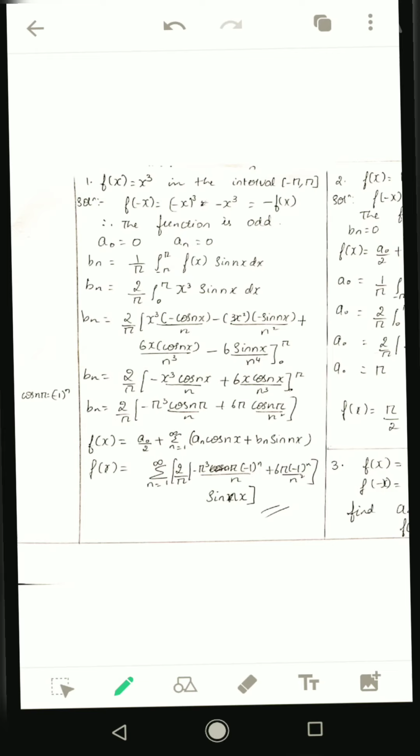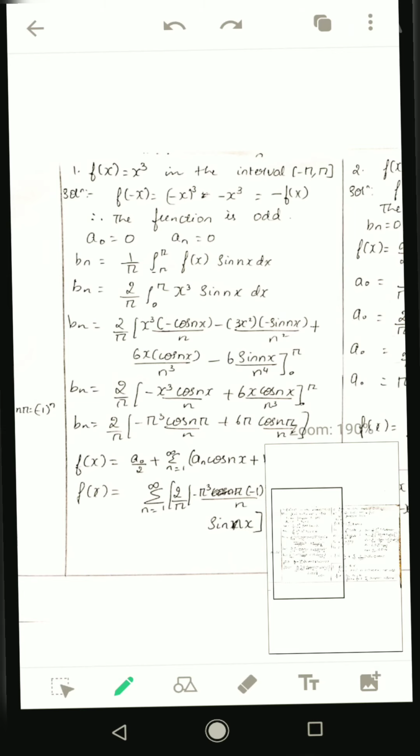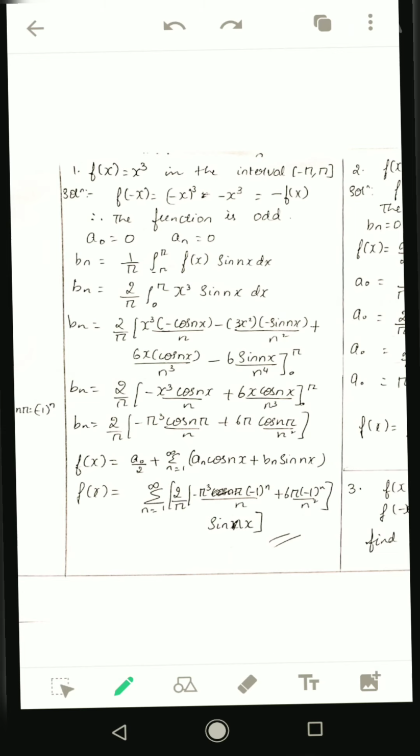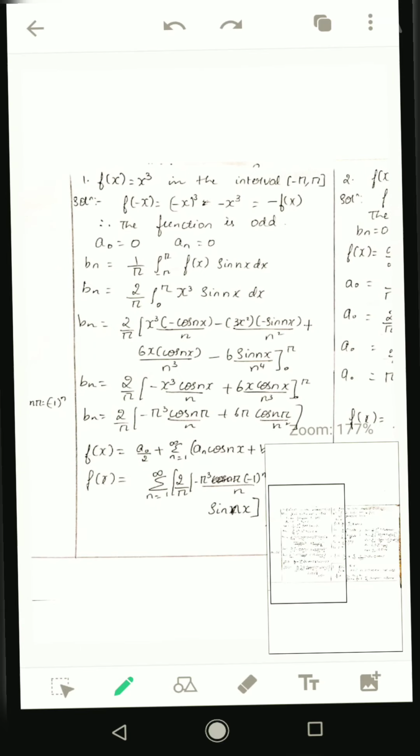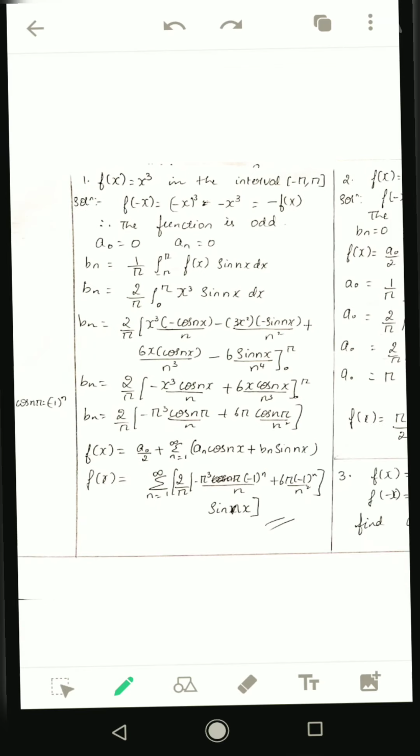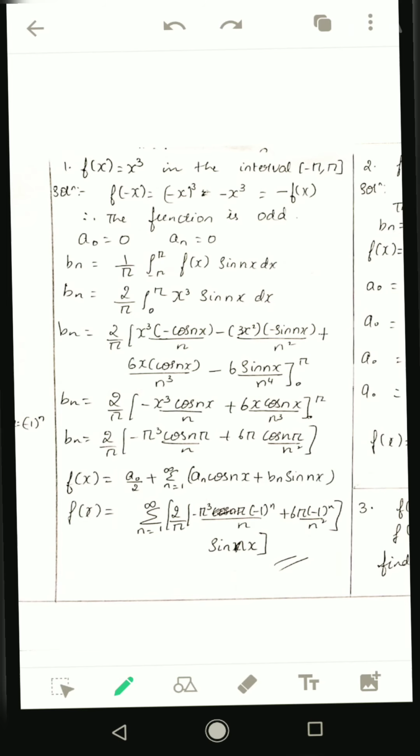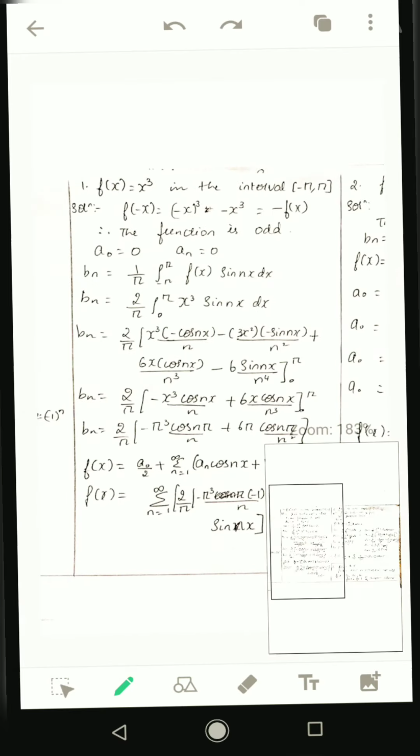So the formula for bn is as shown, and since the limit is from minus pi to pi, you have to convert it to 0 to pi, and you will do this by using the properties of functions. That is, you would have studied in class 11 that when you have to convert the lower limit to 0, you should bring 2 in the numerator. So that's how you do it.